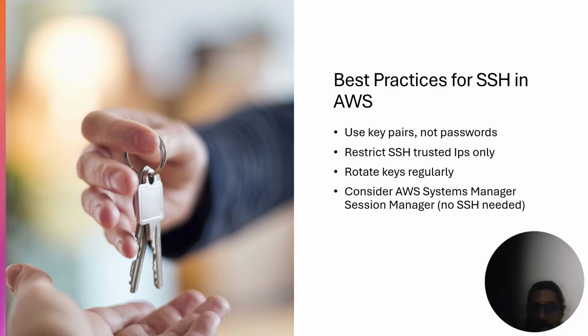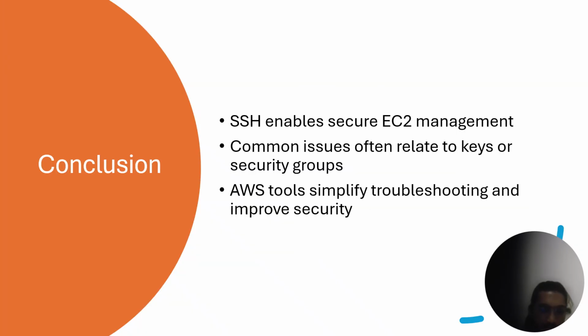So these are the best practices, and in conclusion, we can say that SSH is the backbone of securely managing your EC2 instances in AWS. It provides encrypted remote access, so you can configure, deploy, and monitor your cloud servers safely. Most SSH connection issues arise from incorrect key, port settings, or security group rules, and can be resolved with the few quick tips that we have discussed. AWS also provides built-in tools like EC2 Instance Connect and Session Manager to make management easier and more secure.